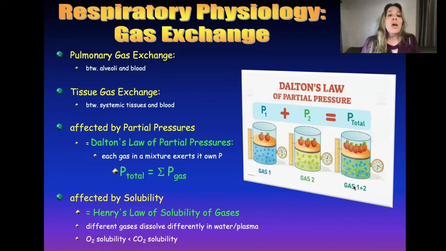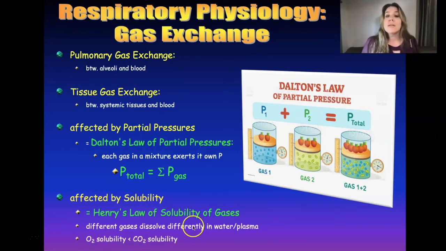Now, another law comes into play that's going to be important for predicting and understanding the behavior of carbon dioxide and oxygen across that blood barrier. And this is called Henry's law of solubility of gases. What this is saying is that the different gases that make up a gas mixture, in this case air, are going to differ in terms of solubility of each gas. So, for example, carbon dioxide is more soluble in water than oxygen is. This is going to play an important role, in addition to the role the partial pressures have, in determining where things are going to move.